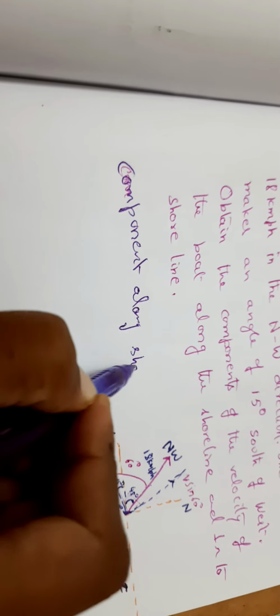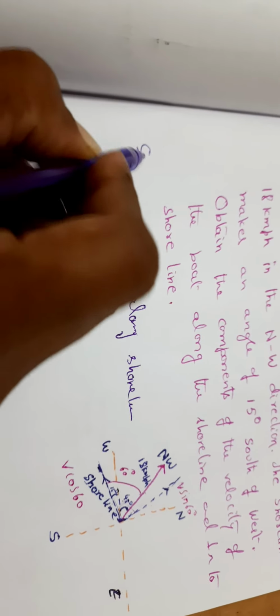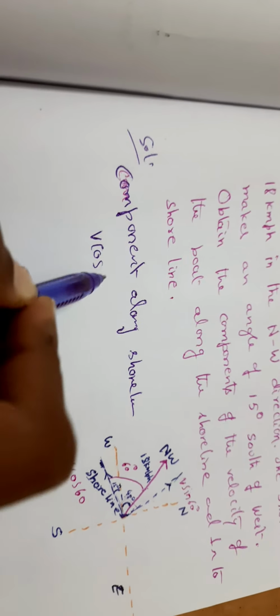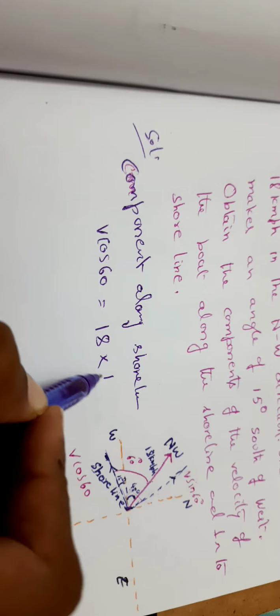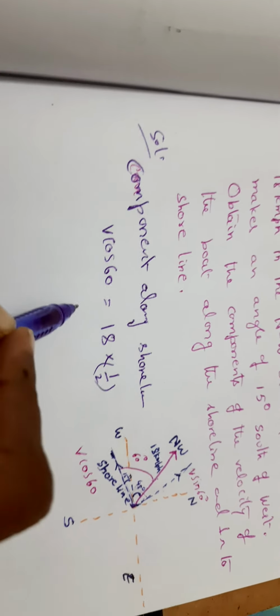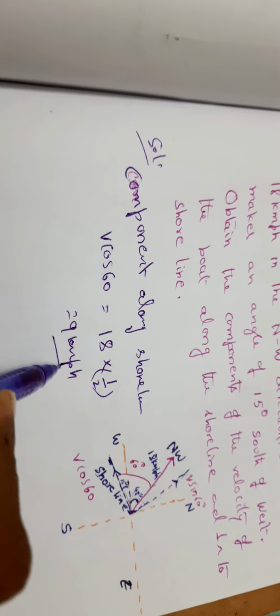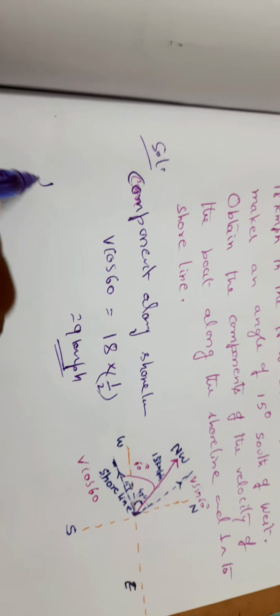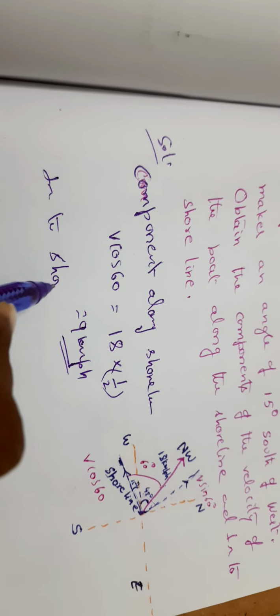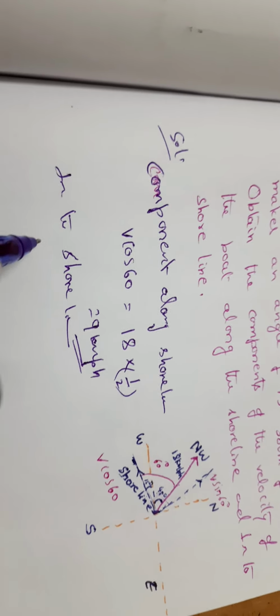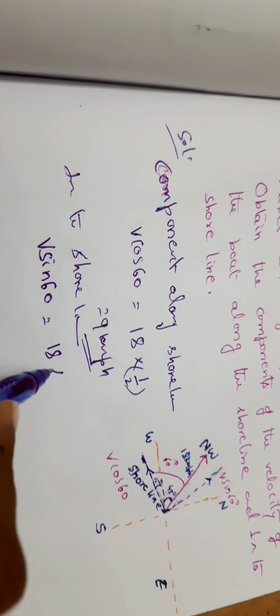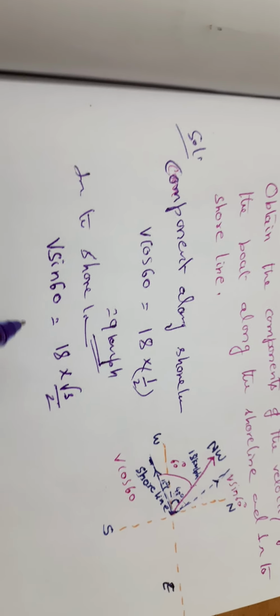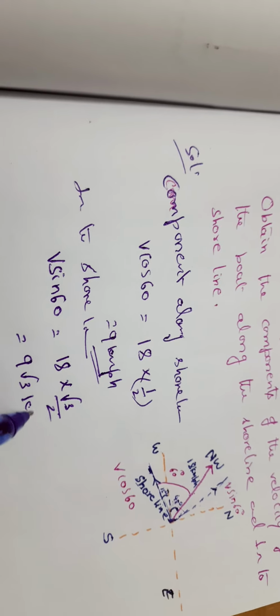So the component along the shoreline is V cos 60. What is V? 18 km per hour into cos 60, which is 1 by 2. So this is 9 kmph. And now perpendicular to the shoreline, the component is V sin 60, which is V into sin 60, root 3 by 2. So 9 root 3 kilometer per hour.